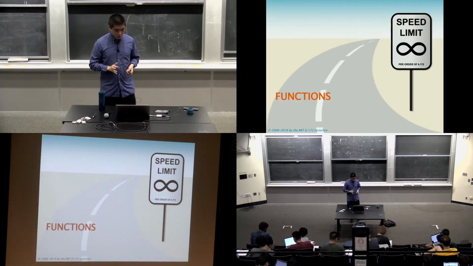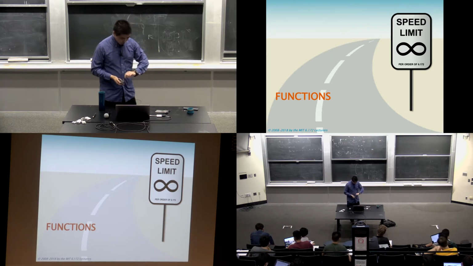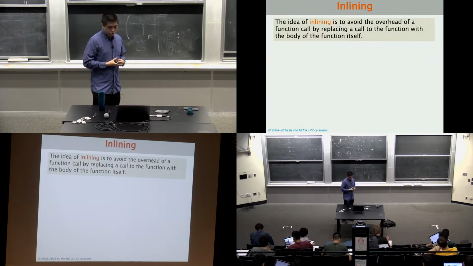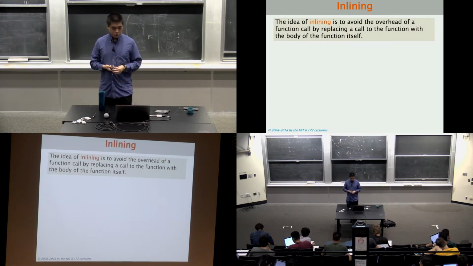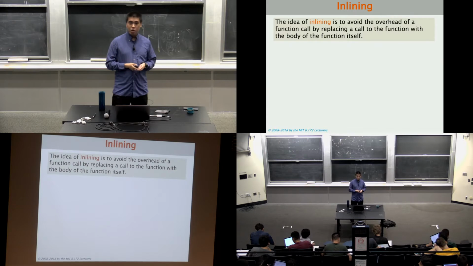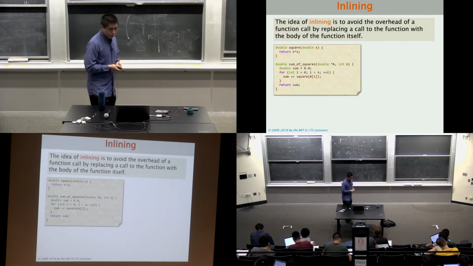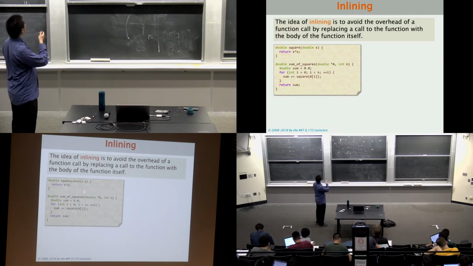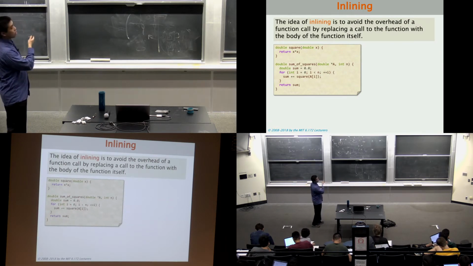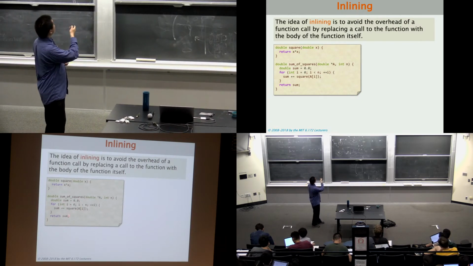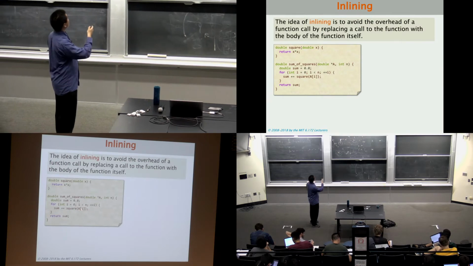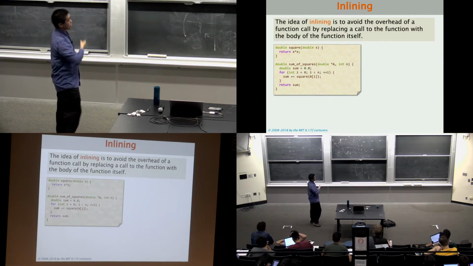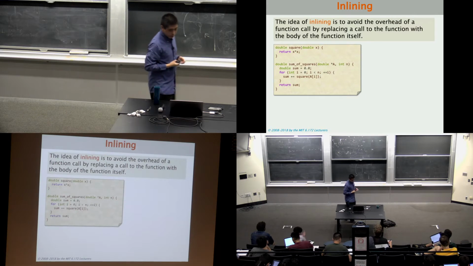OK, so the last category of optimizations is functions. First, the idea of inlining is to avoid the overhead of a function call by replacing a call to the function with the body of the function itself. So here I have a piece of code that's computing the sum of squares of elements in an array A. I have this for loop that in each iteration is calling this square function, and the square function is defined above here. It just does x times x for an input argument x.